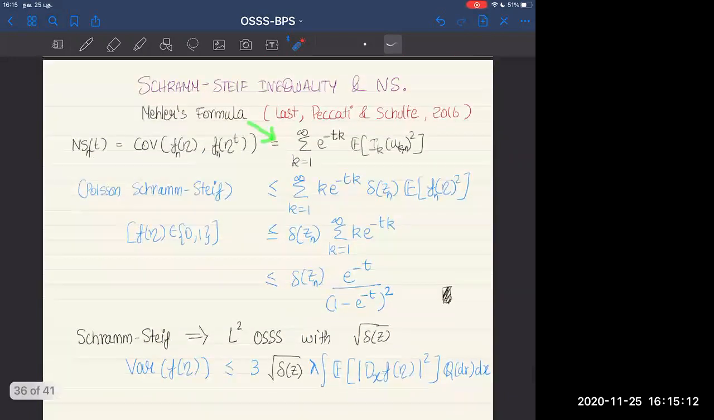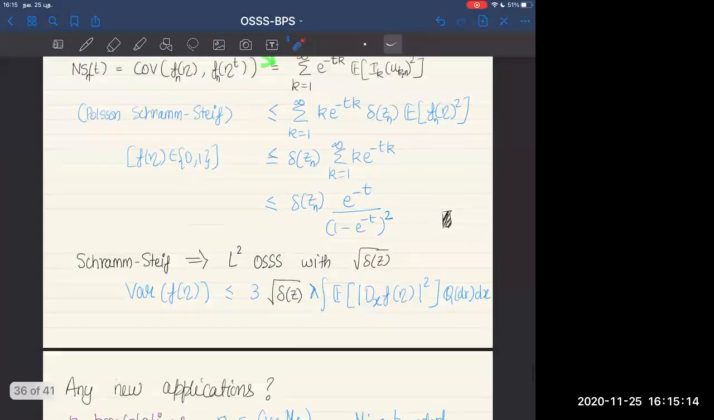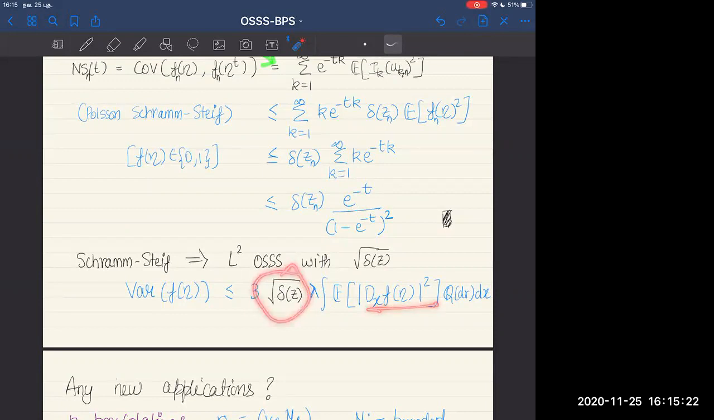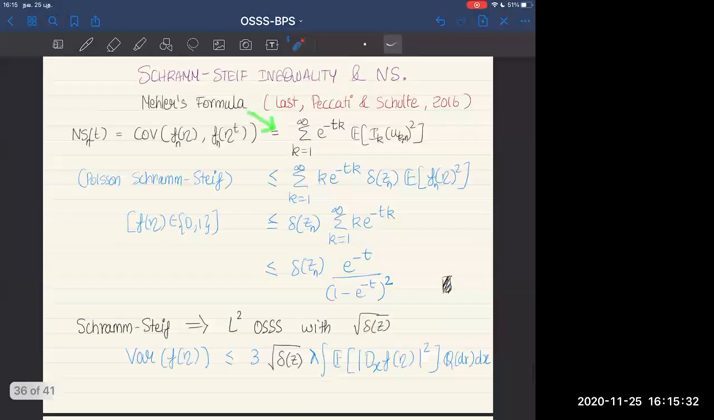And a minor remark: using Schramm-Steif, you can get an L2 version of OSSS, but this is not so useful. You get a square root here and a square there. But it's not completely useless, because it applies in more generality, though the square root restricts something. So this is the Schramm-Steif inequality.